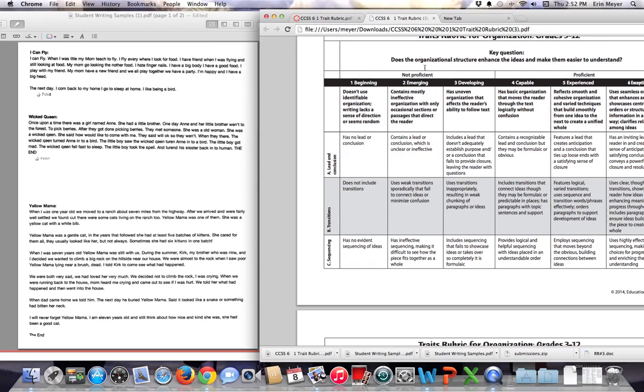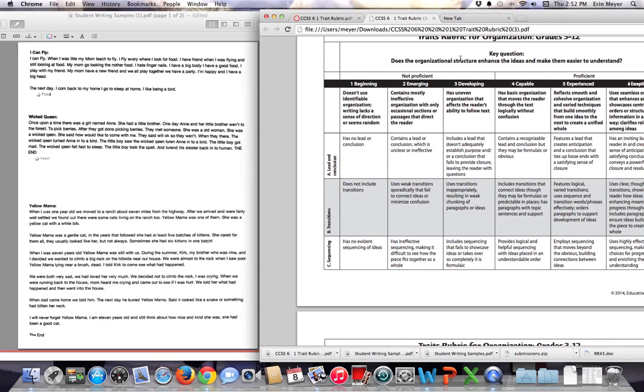Again, my key question is, does the organizational structure enhance the ideas and make them easier to understand? So I'm going to come here again to a 3. Has uneven organization that affects the reader's ability to follow the text. Contains mostly ineffective organization, with only occasional sections or passages that direct the reader.